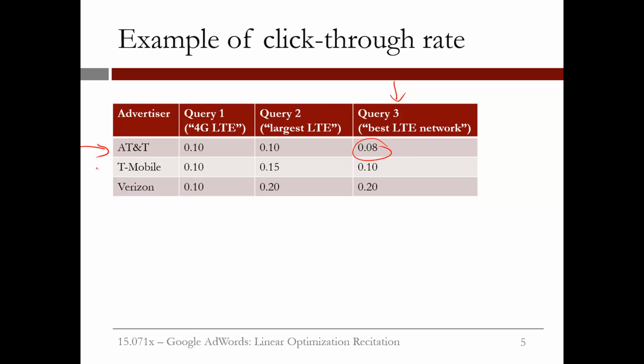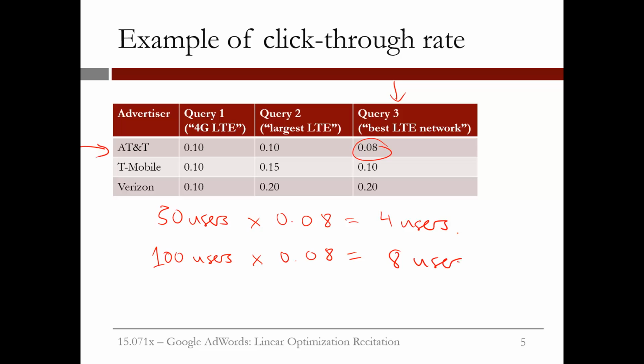In terms of the number of users who click on an ad for a given query, this means that for 50 users, if the click-through rate is 0.08, we expect to see 4 users clicking on the ad. Similarly, if there are 100 users who view the ad, and 8% of them click on the ad, we expect to see 8 users clicking on AT&T's ad for query 3.